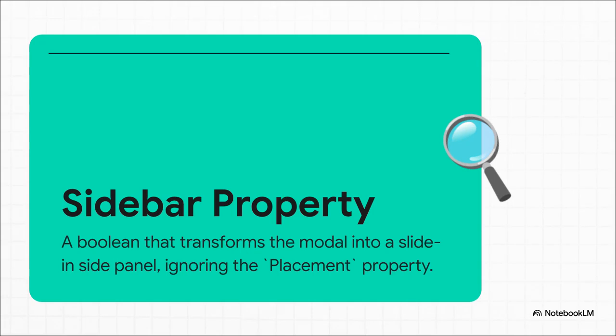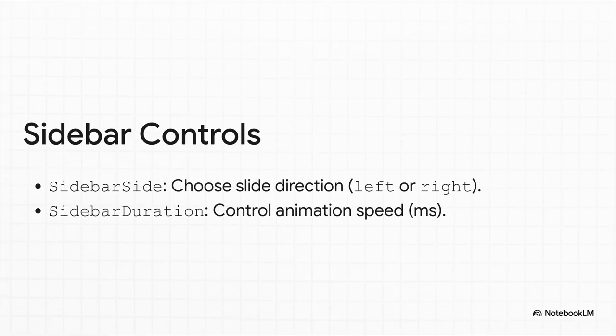It's a single checkbox in the designer, a Boolean property called sidebar. You just tick it to true, and the component does everything else for you. It even knows to ignore the old placement property. It's that smart. And of course, it doesn't just stop there. You get even more control. You can decide if the sidebar slides in from the left or the right. And you can even tweak the animation speed right down to the millisecond to get that perfectly snappy, responsive feel.